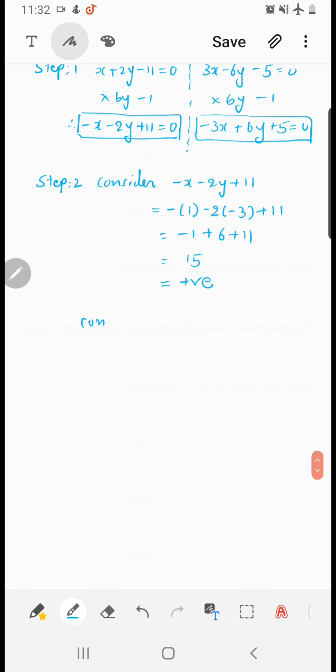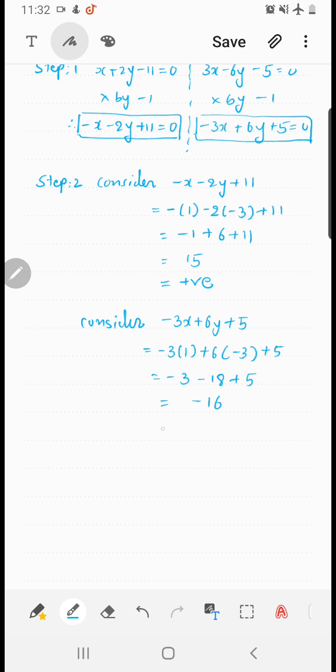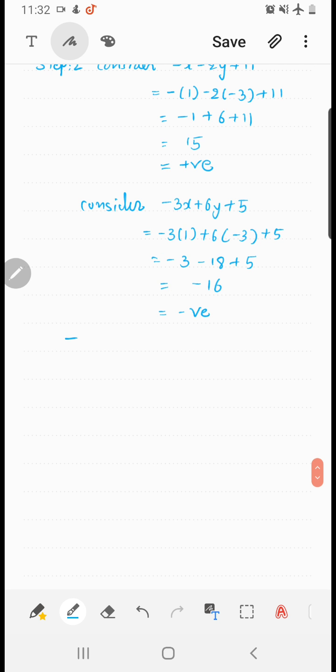We repeat the same thing for the second equation. Let us take the second equation, minus 3x plus 6y plus 5. Now let's put the value. In place of x we put 1, in place of y we put minus 3, plus 5. So what I get here is minus 3 minus 18 plus 5, which is minus 16, a negative sign. Now here if you see, both constants have opposite sign. So opposite sign. This is my conclusion of step number 2.